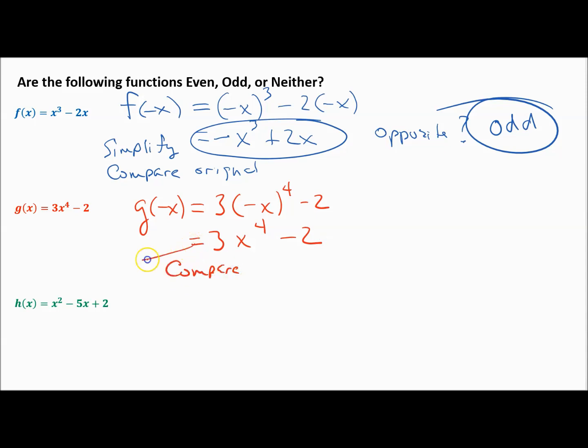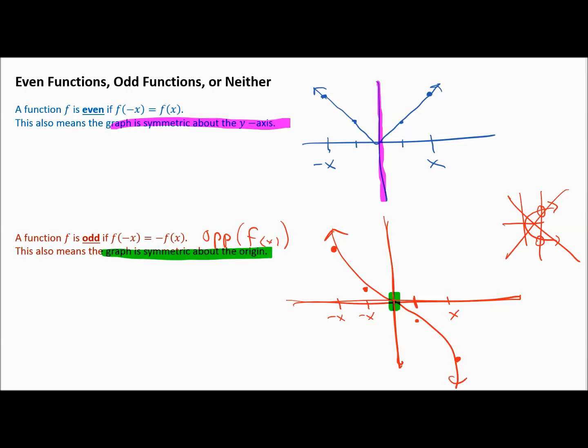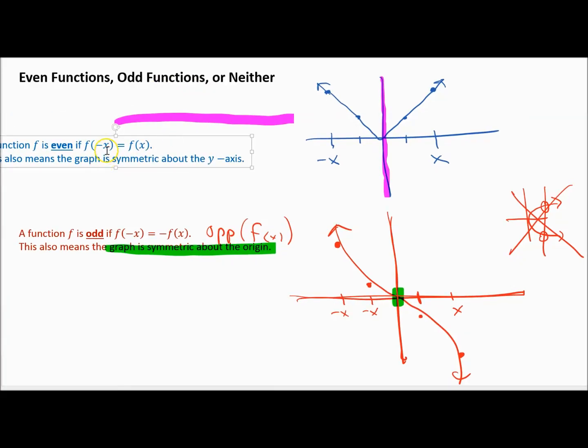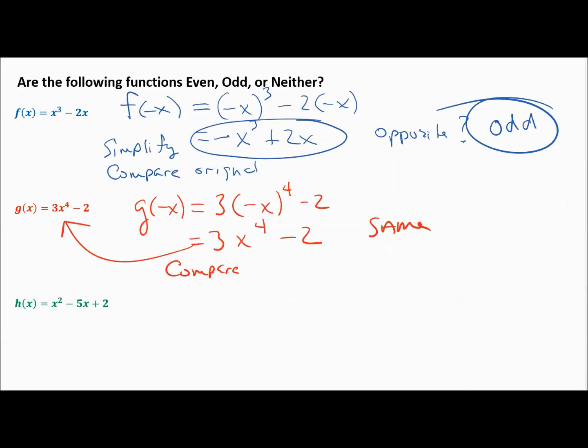Okay, well, compared to the original, this is exactly the same. Well, if you go back and you look at your definition for even and odd, notice that's exactly what an even function is: you get the original function back, f of x. So if you get the same, again, that means you're dealing with an even function. So if we were to graph this, it would be symmetric about the y-axis, but we're not graphing. They just want us to do the algebra to find out if this is even, odd, or possibly neither.